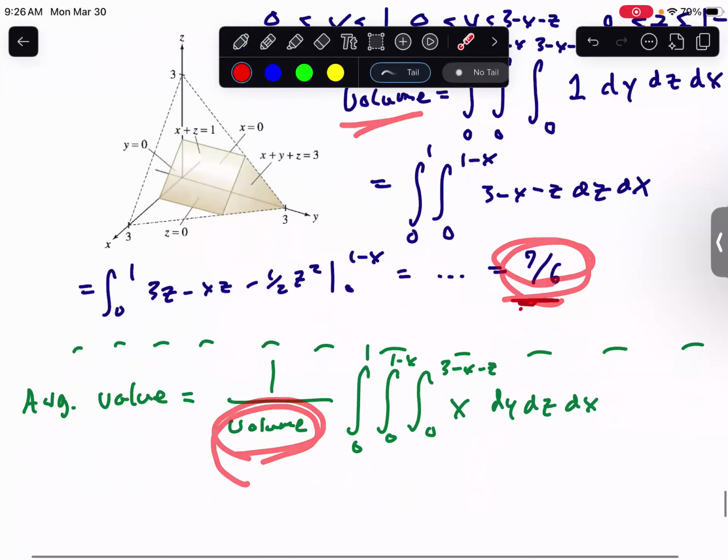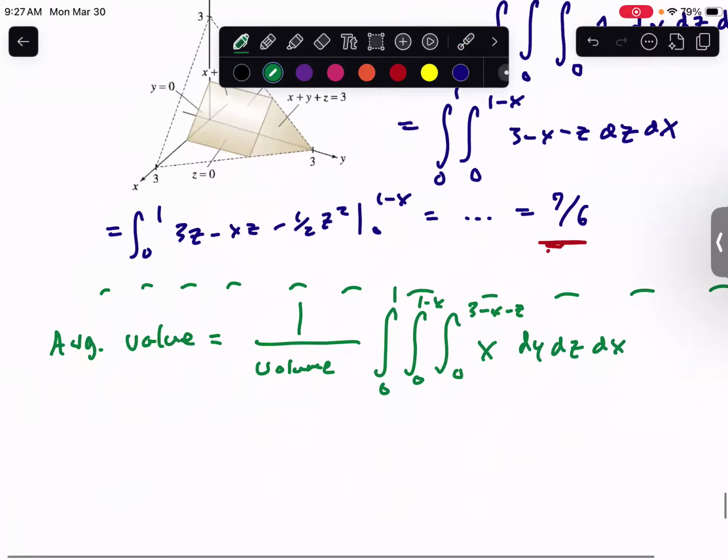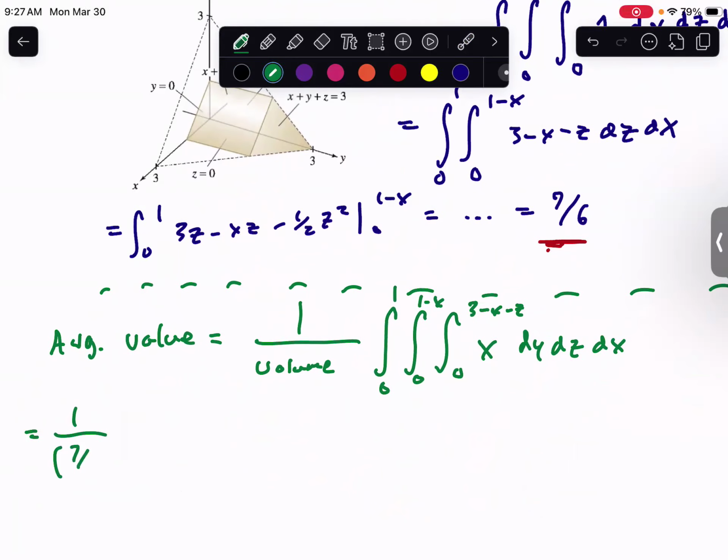So you divide by 7 over 6, which is really the same as just multiplying by 6 over 7, but I'm just going to write it as 1 over 7 over 6.